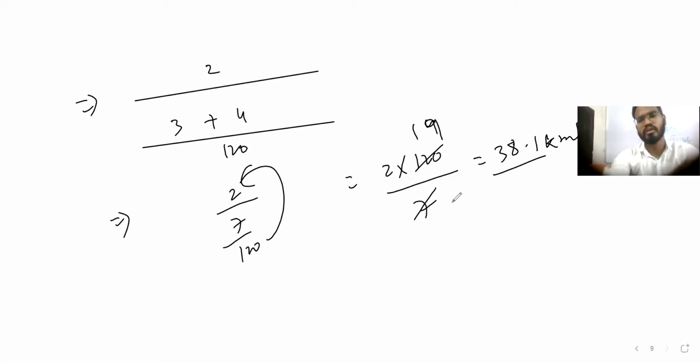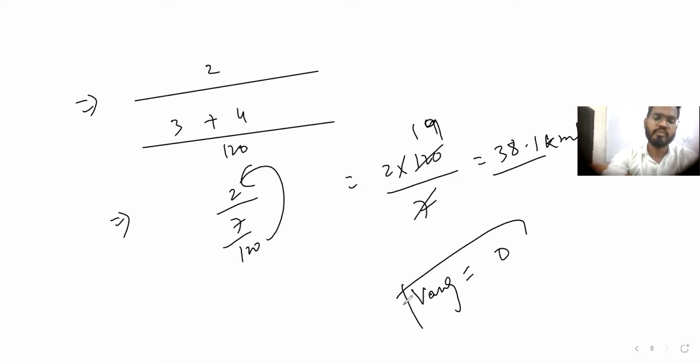What will be the displacement? Displacement is going to be 0. You are going from home to school and coming back to home again. So you can say displacement is 0, so net velocity is 0. The average velocity, V average, is equal to 0, because displacement itself is 0.